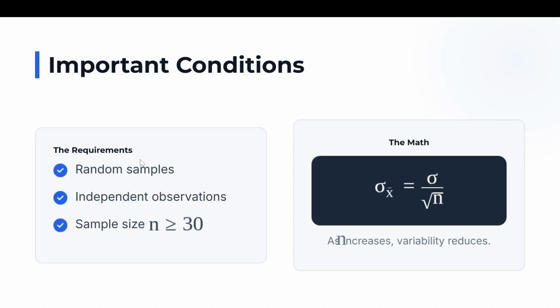Now, what are the conditions for the central limit theorem to work? Firstly, the samples should be random and independent observations. Also, it is a rule of thumb in the community that we take a sample size of 30 or more. But in practice, a sample size of 25 or 26 already shows a normal distribution.